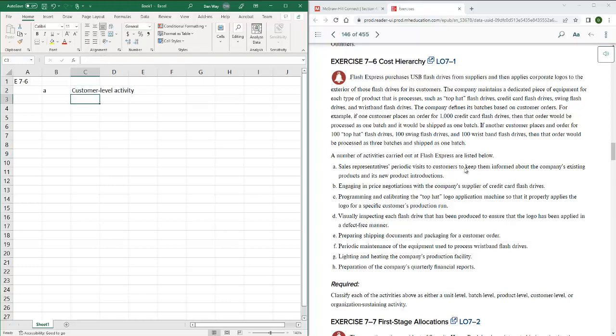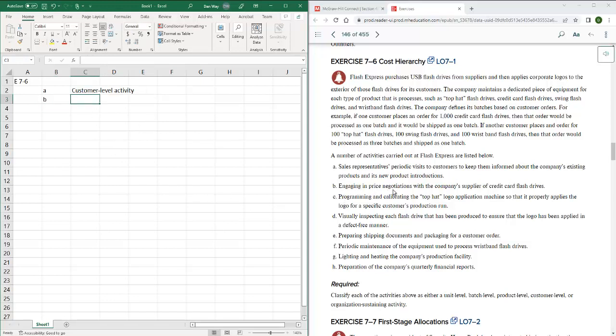Customer level activities are those that are conducted once or on a periodic basis anyway, per customer. And that's independent of how many different products the customer buys or is interested in, how many different batches they order, how many units they get shipped to them, and so on.